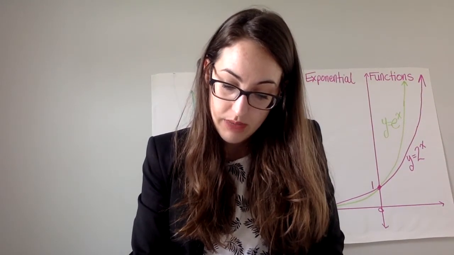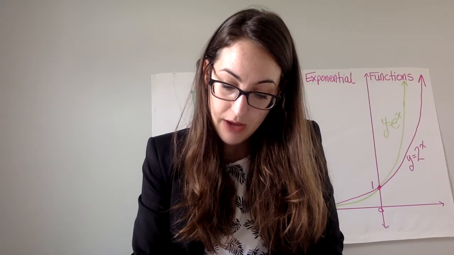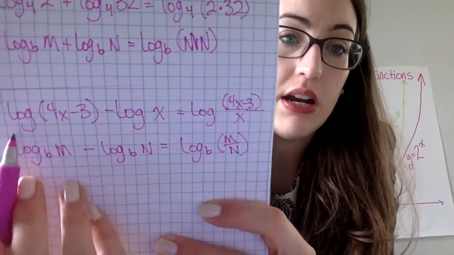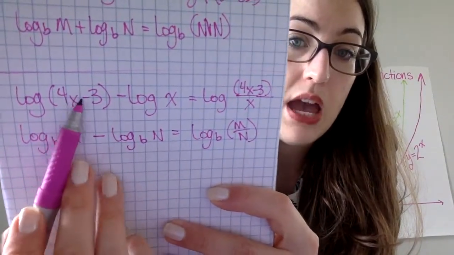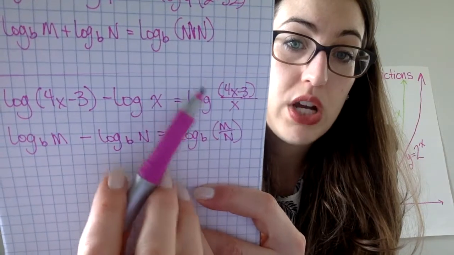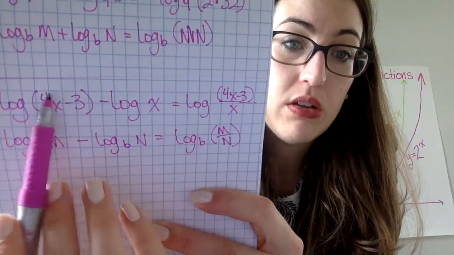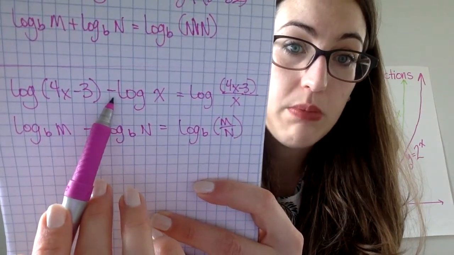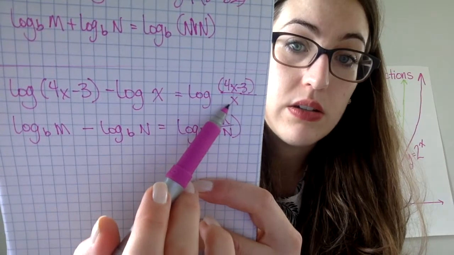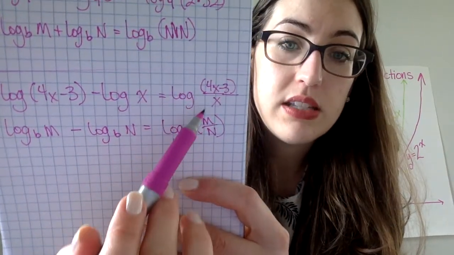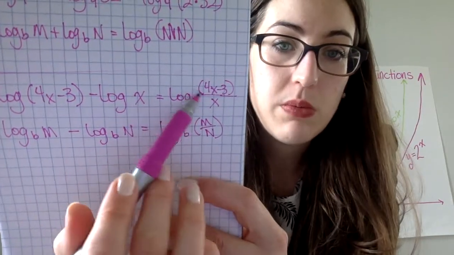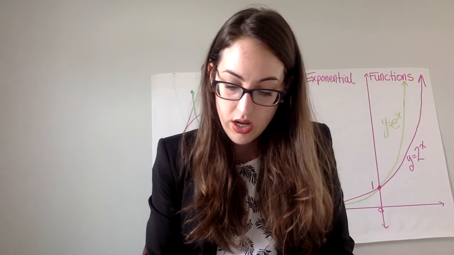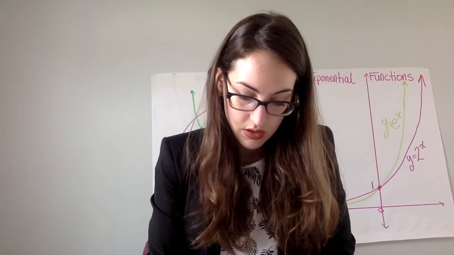Log base 10. In the top, I have my 4x minus 3, and in the bottom, I have my x, right? That was my log of m. My m is that whole binomial. So that numerator is that whole binomial that I had parentheses wrapped around. Minus log x, that means now divide by x, okay? That's our answer. We'd see if we can simplify it or anything. In this case, we can't, so that is just your final answer, and you can box it.